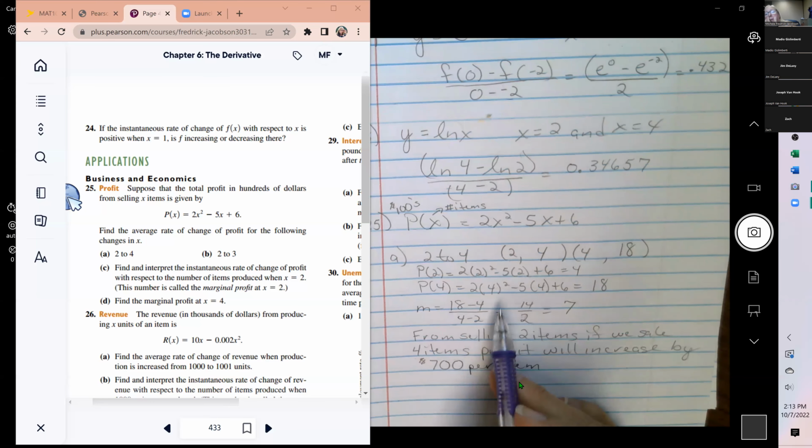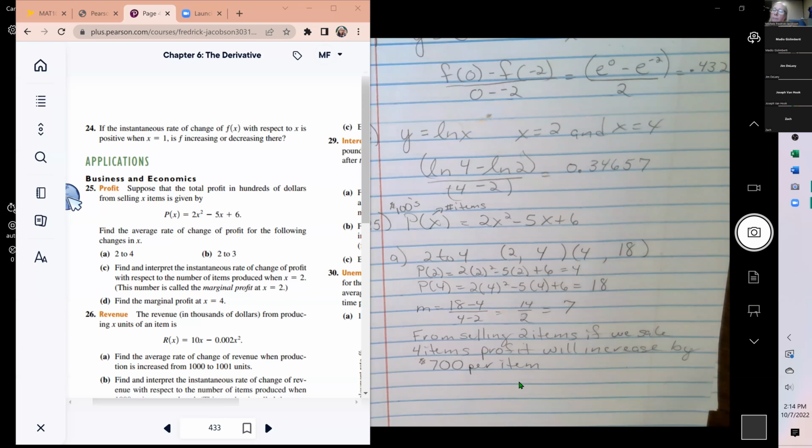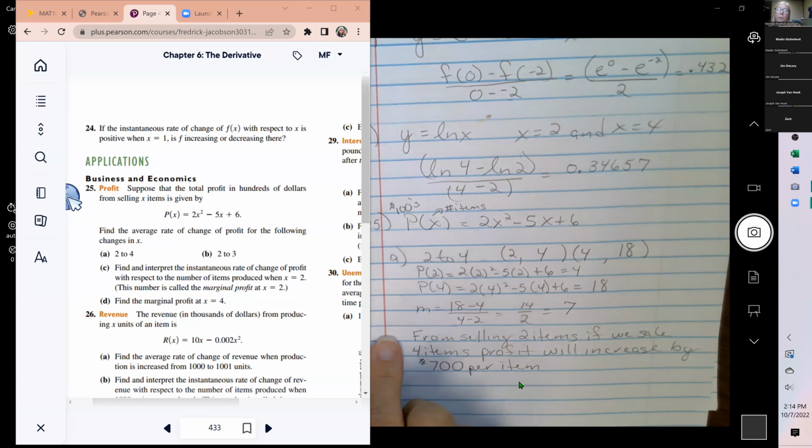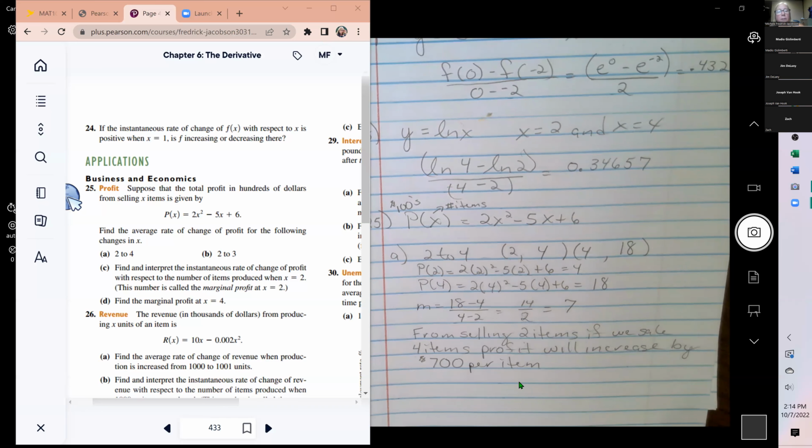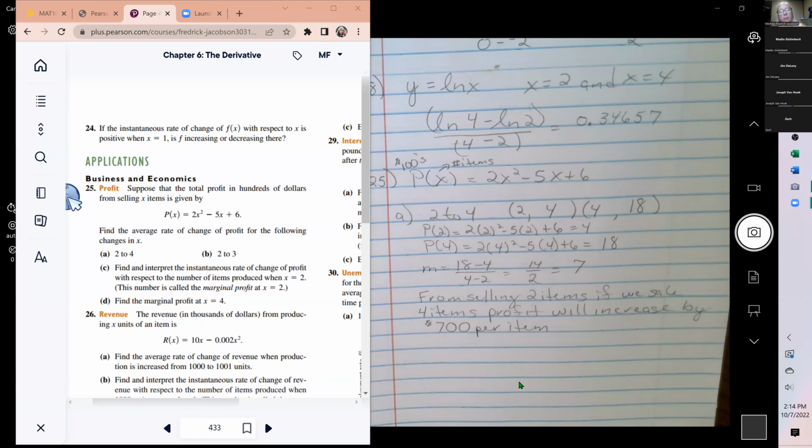Because we did divide by 2, it was 1,400, but then divided by 2. Sorry, I forgot to add that. Thank you. But it would be per item. But that rate is only when you're going from 2 to 4. If we go from 2 to 3, it could be a different value. Any questions on that?